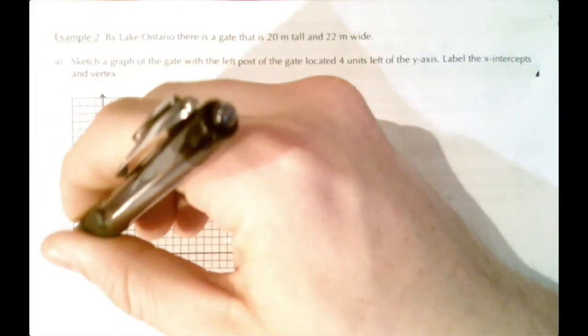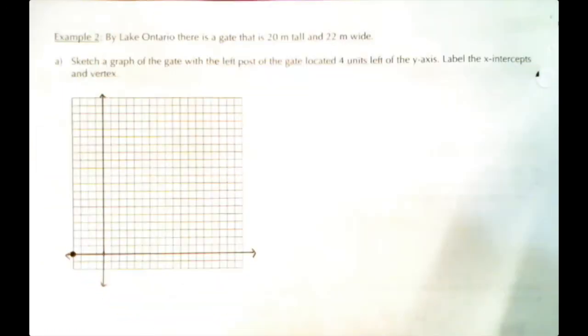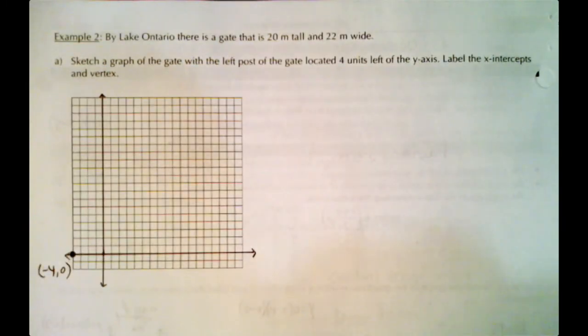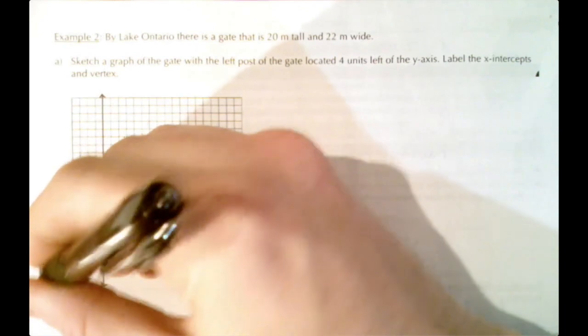The left post of the gate is going to be 4 units to the left of the y-axis. That's going to be right here. There's our left post. Our left post is -4, 0. And obviously the post is on the ground. Now, that's an x-intercept.